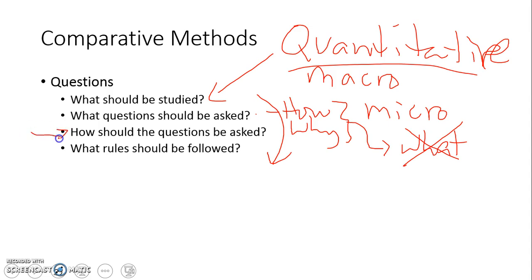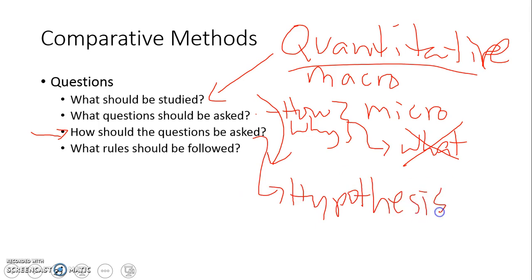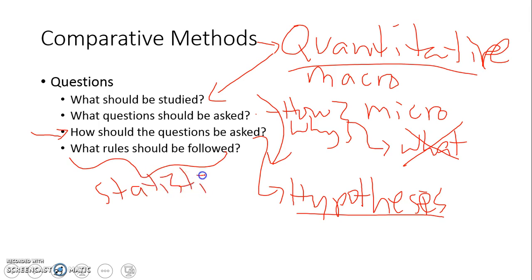How should the questions be asked? This is where we talked about using questions that can be empirically measured, or at least the constructs in those questions can be empirically and quantitatively measured. And so we often convert those into hypotheses, so that they are empirically measurable statements that can be addressed using quantitative data. And so we're going to use the rules of statistics for most of the methods that we're going to approach this way.